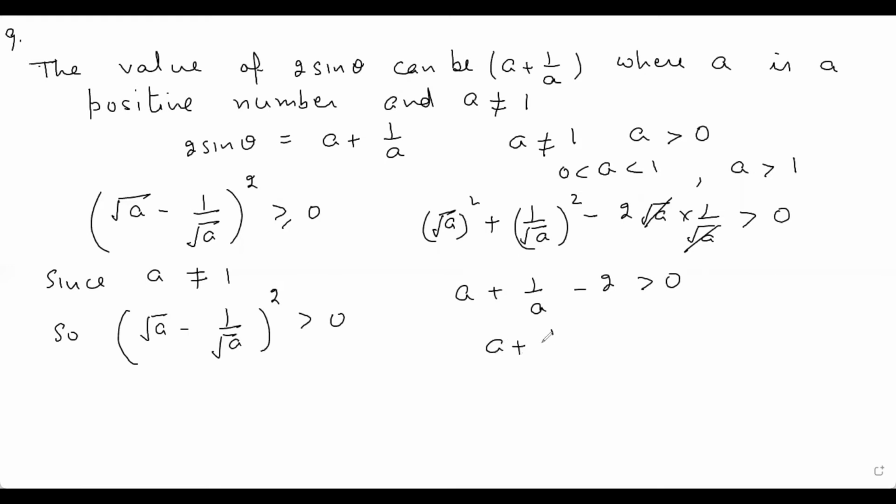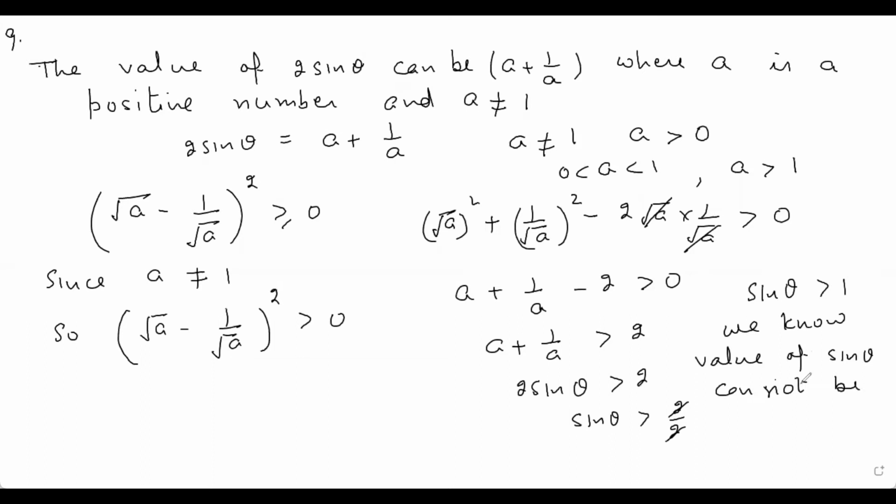It means a plus 1 by a greater than 2. It means 2 sine theta greater than 2. It means sine theta greater than 2 by 2, that is 1. Sine theta is greater than 1. And we know value of sine theta cannot be greater than 1. So it means 2 sine theta cannot be equal to a plus 1 by a. So this is a false statement.